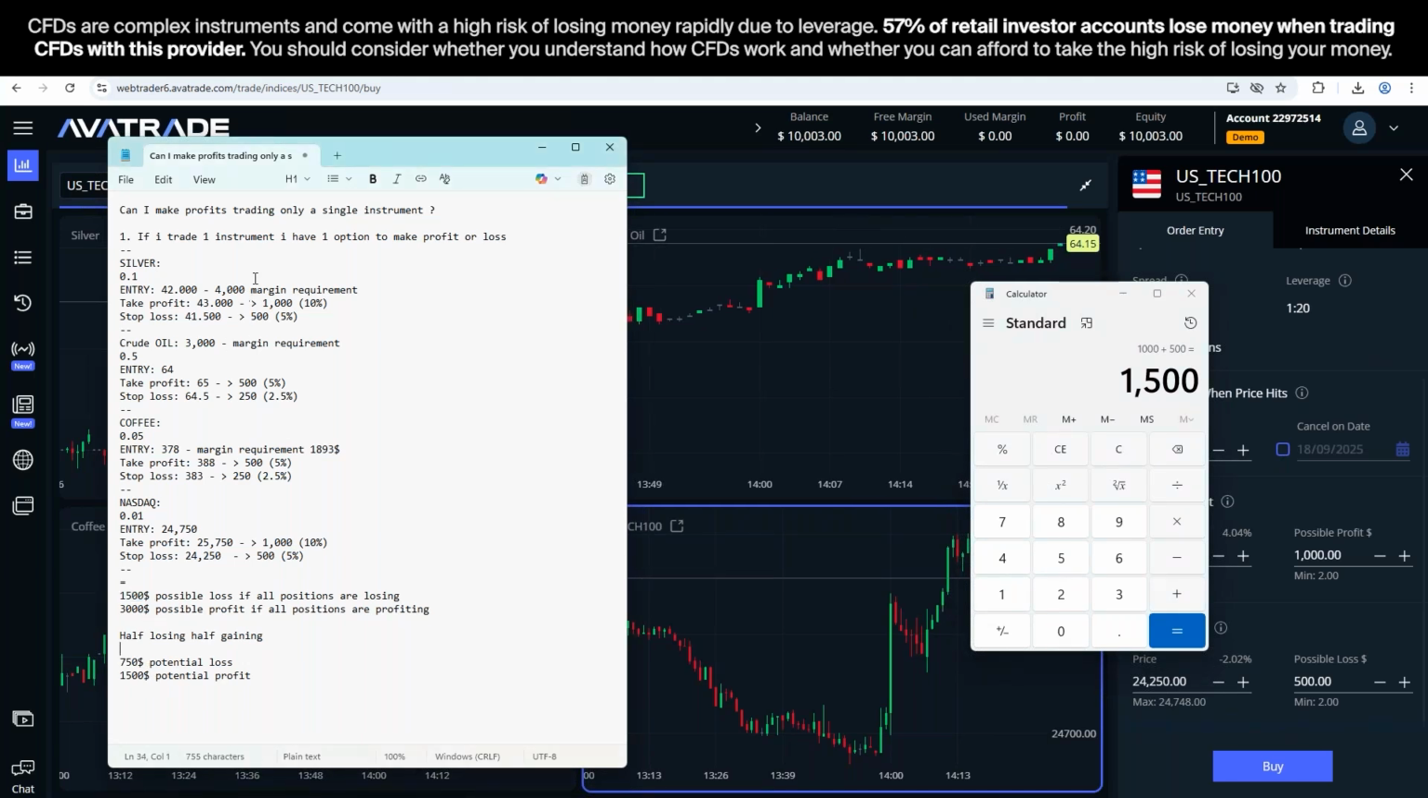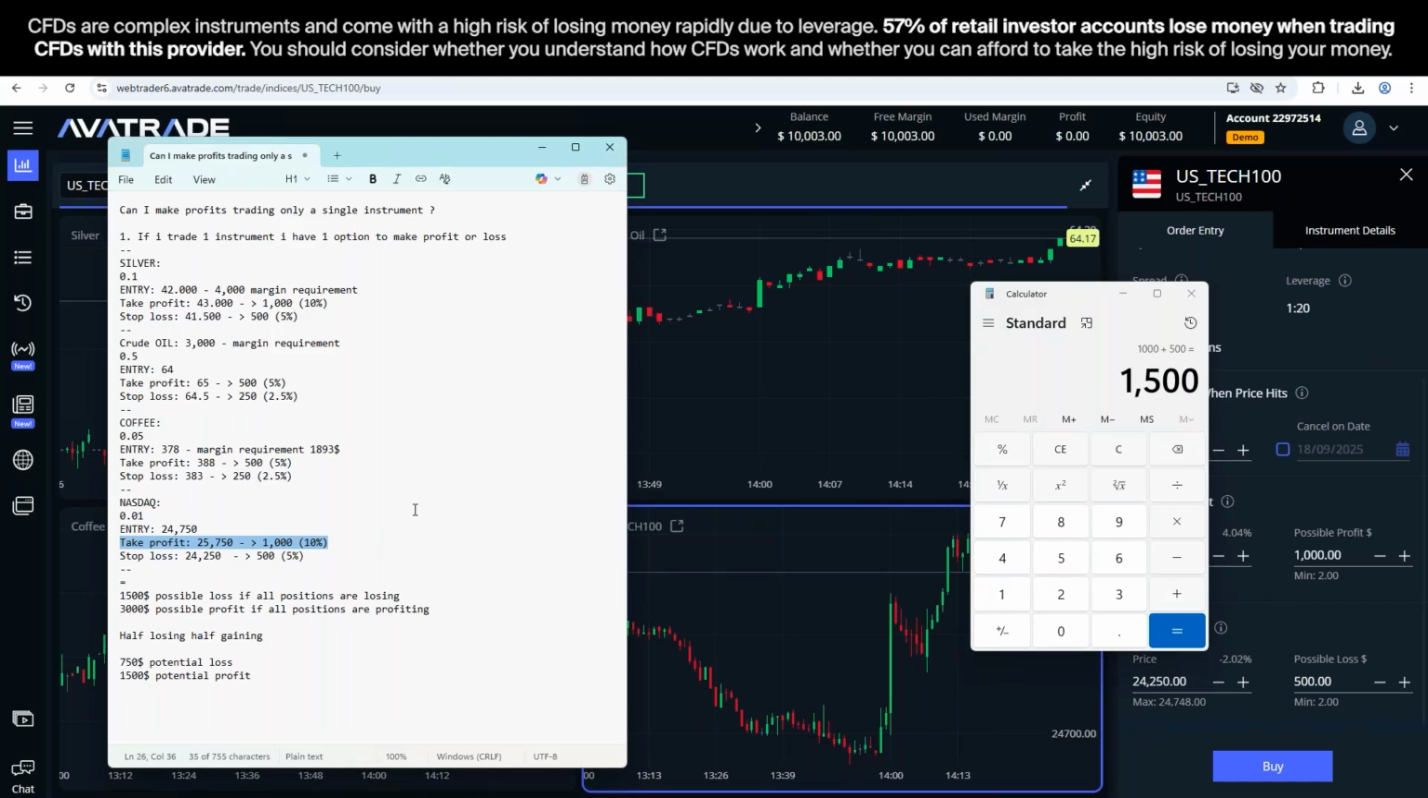So if two positions, as an example, silver and crude oil, both make profits, 1,000 and 500, and the other two positions are losing, 250 and 500, then I can make 1,500 and possibly lose 750. If three positions are losing, 500, 250, and 250, that's 1,000. And if I make a single position profit, NASDAQ or silver, I compensate the whole thing.